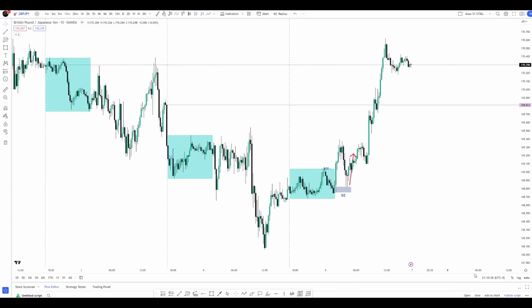Also, I set my chart to New York time zone. So this is 21:10. This is the New York time here. So that you don't get confused, make sure you always set your chart to New York time zone so that you know when the Asian session break happens.